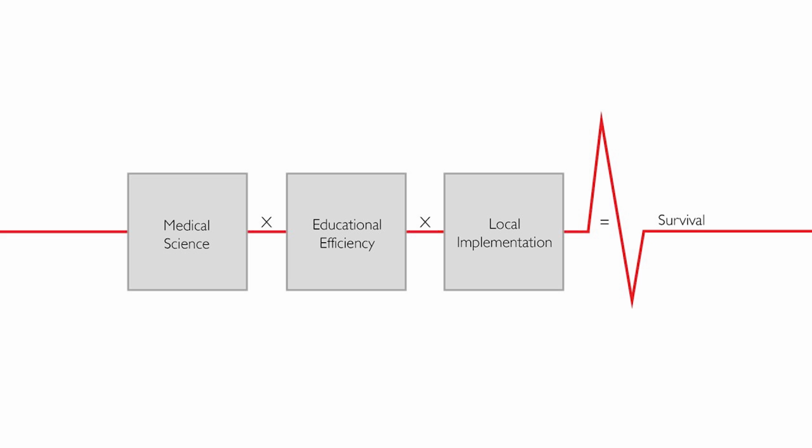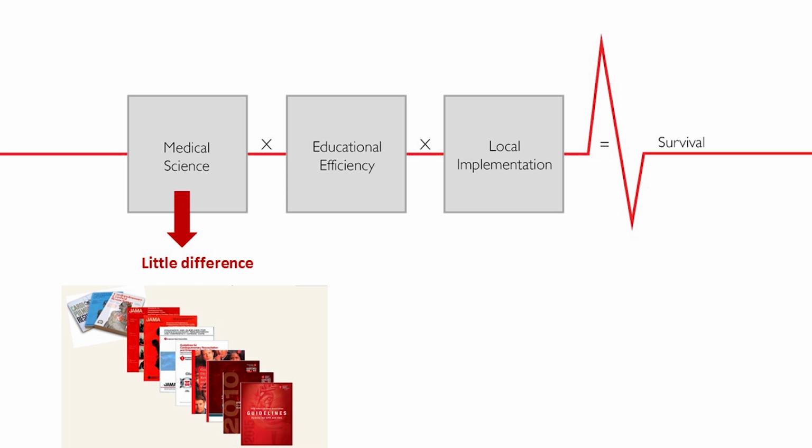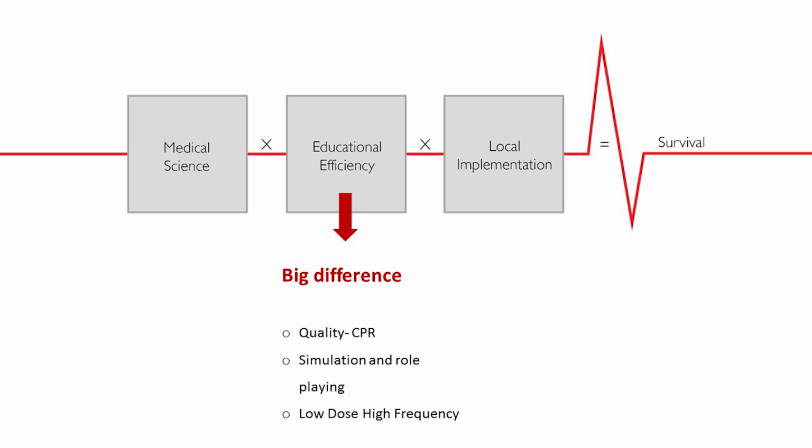The Utstein formula for survival shows that survival depends upon 3 factors: medical science, educational efficiency, and local implementation. With internet and open source publications, there is now little difference in the medical science knowledge. However, there is a big difference in educational efficiency. The quality of CPR, the use of simulation and role play in capacity building, and low-dose high-frequency trainings are all important for developing and retaining skills.